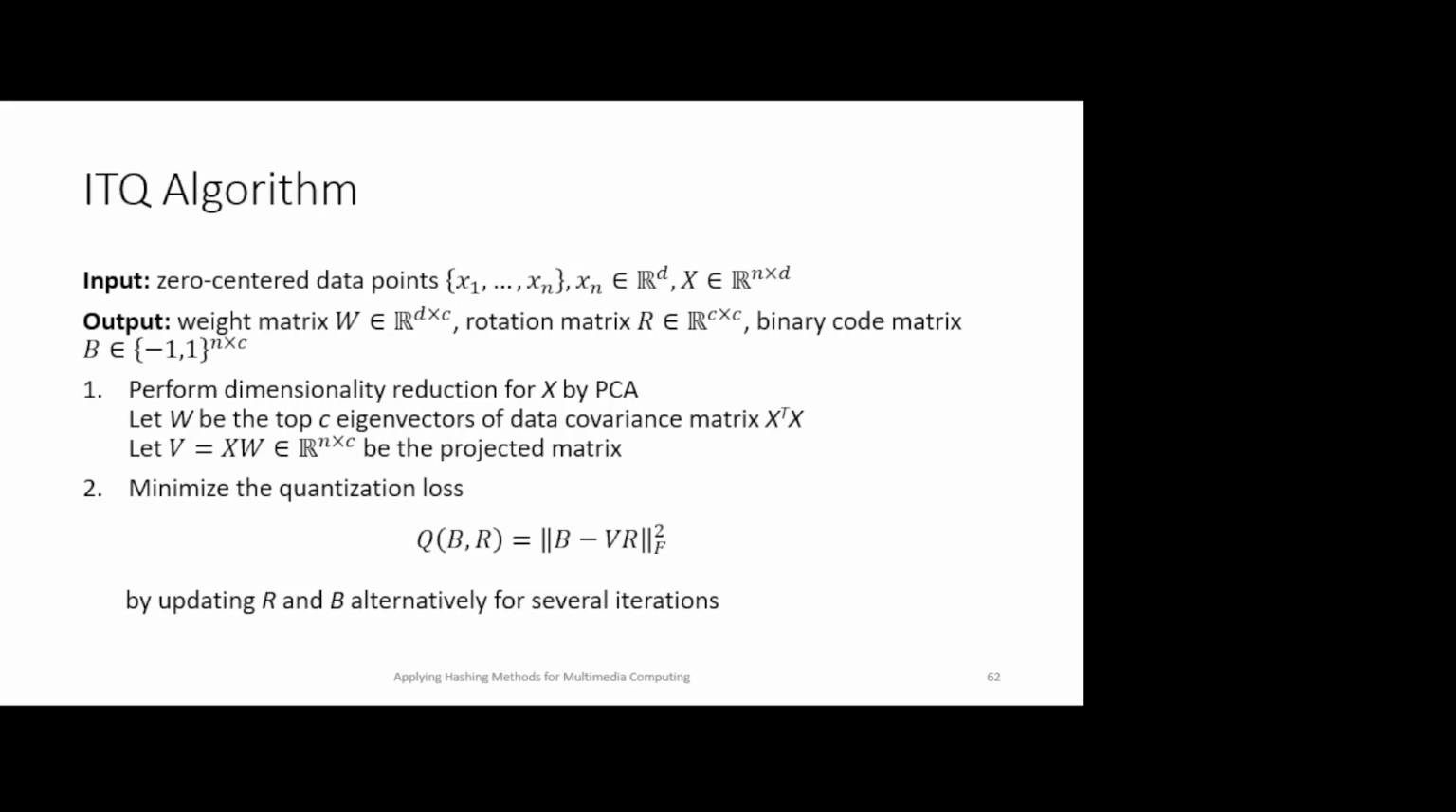And to minimize the loss function, you have to update B, the binary code, and R, the rotation matrix. You have to update the two parameters. Okay, then here they apply an EM algorithm to update the parameters.